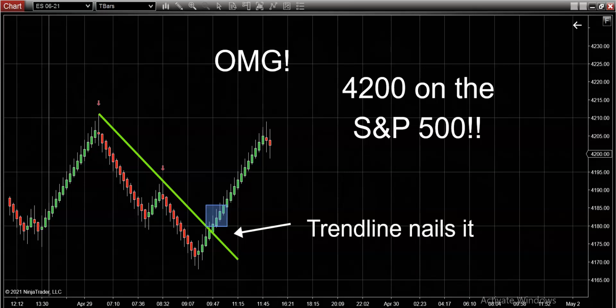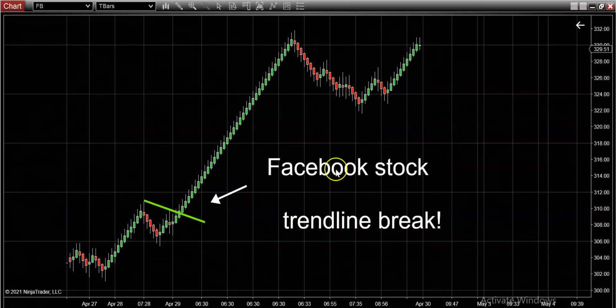But anyway, guys, today was interesting. How many of you guys thought we'd ever see 4,200 on the S&P 500? I mean, really all asset classes, even stocks. Look at Facebook stock. Same setup. Draw the trend line connecting this pivot point and this pivot point on these clean charts. Wait for the trend line to break, and there you have it.